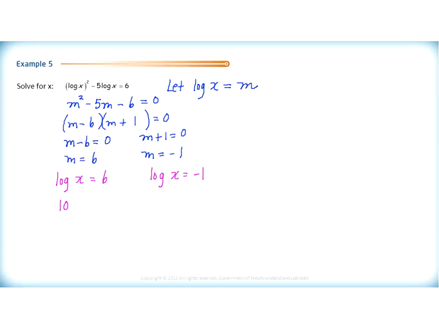So we have 10 raised to the power of 6 is equal to x. So then that value of x, 10 raised to the power of 6, is equal to 1 million as a final answer. In the other case, we write it as 10 raised to the power of negative 1 is equal to x. Therefore, x is equal to 1 over 10. And there would be two solutions that would satisfy this equation.